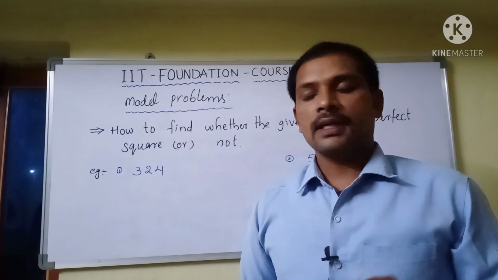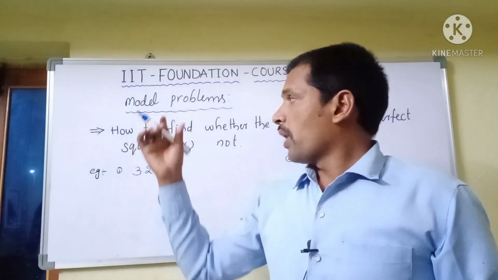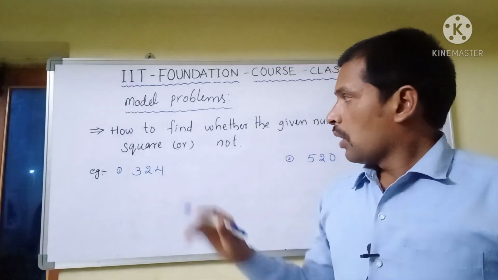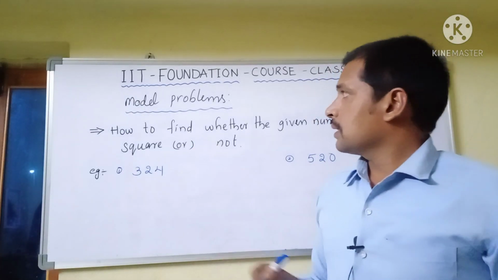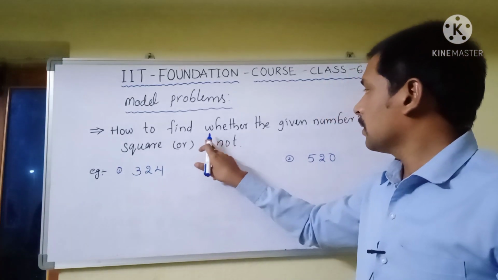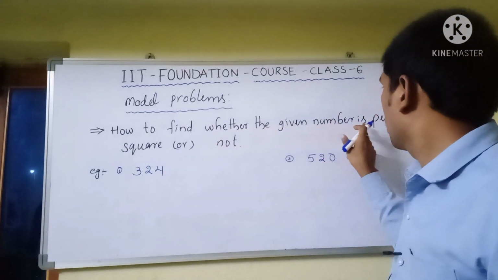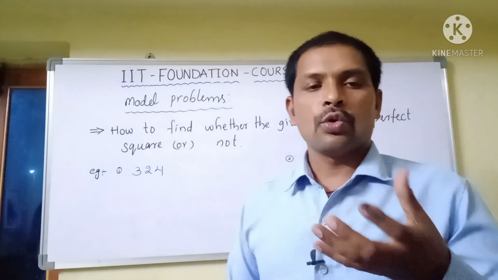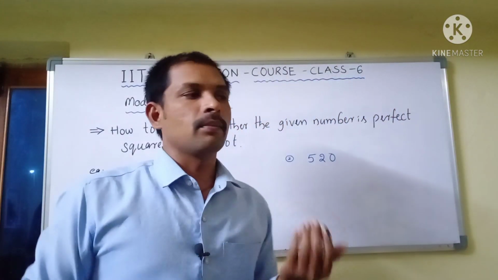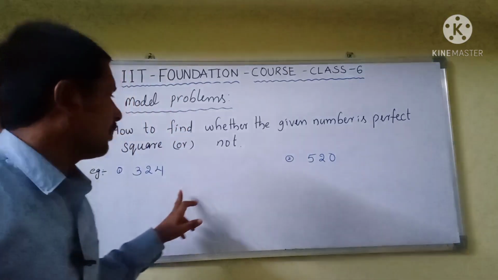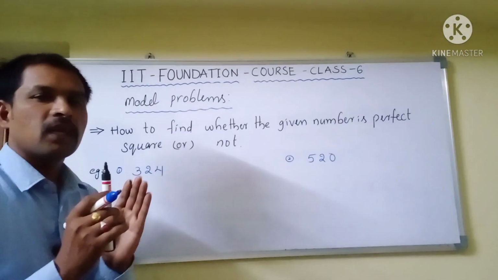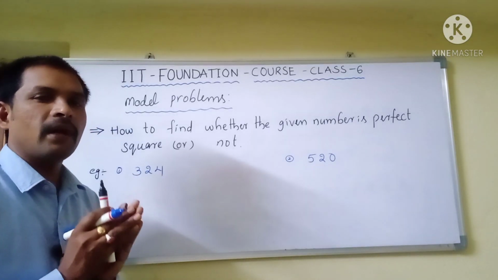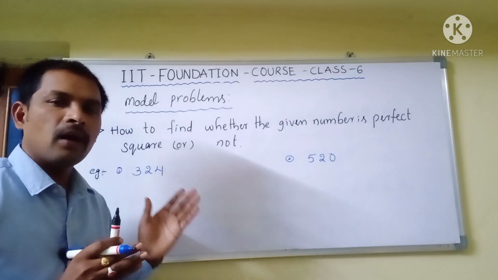Till now we discussed the square value table from 1 to 20. Now we'll discuss how to find whether a given number is a perfect square or not. Suppose we have many natural numbers, up to infinite natural numbers. If a particular number is given, you have to find whether the given number is a perfect square or not.